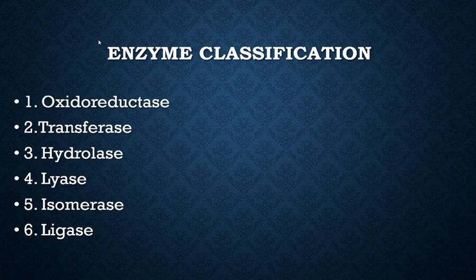Okay, in this session, we will read the classification of enzymes and enzyme regulation. So what are the types of enzyme? First is oxidoreductase, then transferase, hydrolases, lyase, isomerase, and ligase. There are six kinds of enzymes, and these are the classification of the enzymes. So let's read one by one.